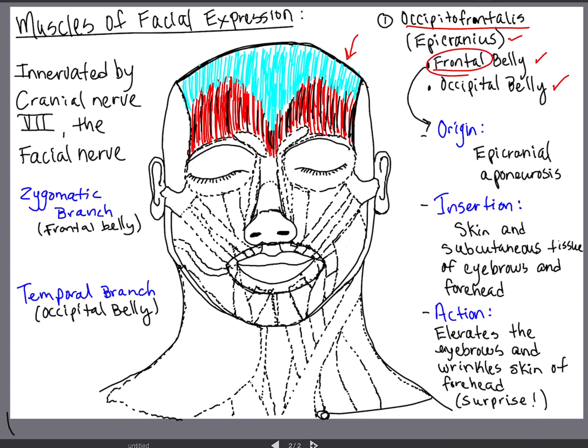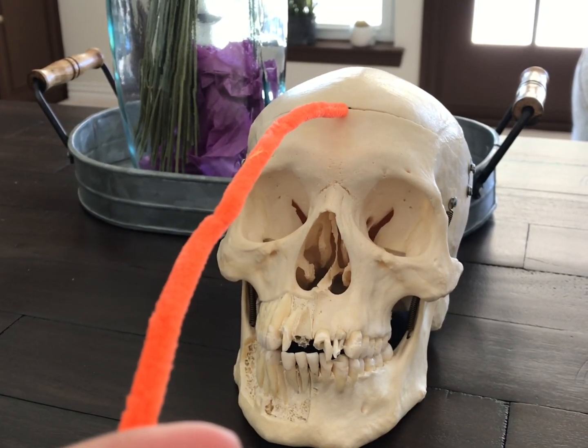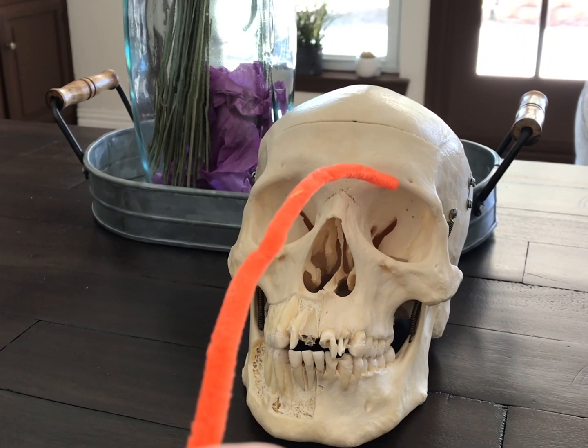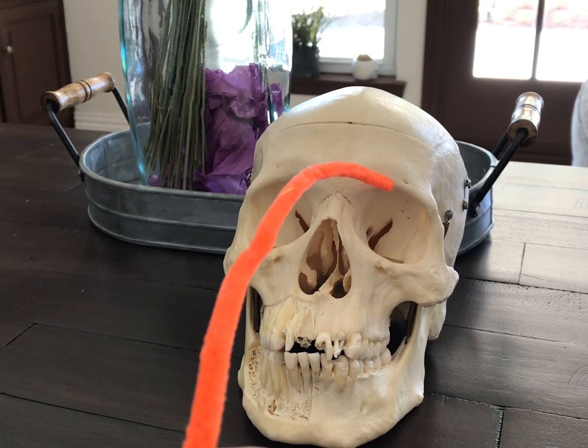This muscle has an origin at the epicranial aponeurosis and an insertion in the skin and subcutaneous tissue of the eyebrows and forehead. And the action is to elevate the eyebrows and wrinkle the skin of the forehead, particularly whenever a person is surprised. Origin in the epicranial aponeurosis. Insertion in the skin and subcutaneous tissue of the eyebrows and forehead.